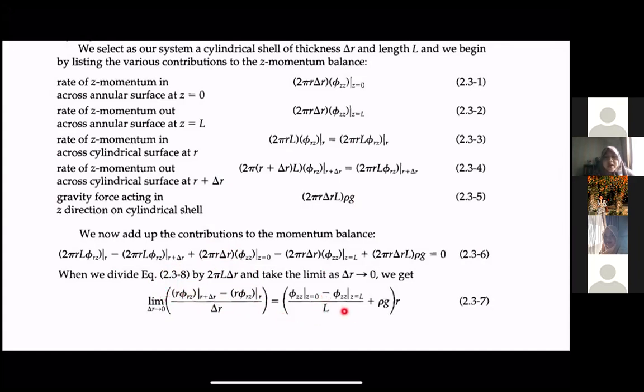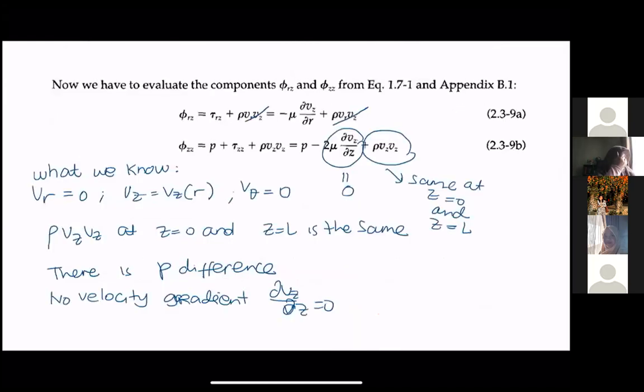Okay, and here we have R CZZ at Z equal to 0 minus R CZZ at Z equal to L, and then the R is taken out, and also the rho G, and then just rearrange the condition, and then it would be like this. Okay, and after that we have to evaluate the components of CRZ and CZZ from equation 171 and appendix B1. This is my writing from last year, but hopefully it is still useful for today.